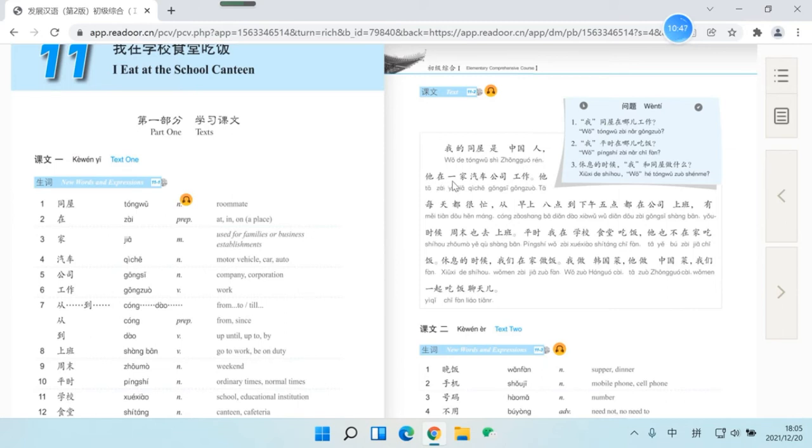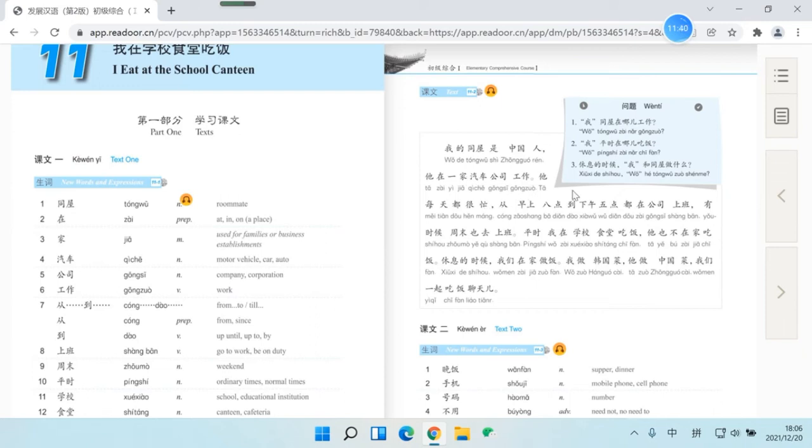Okay, here. 他在一家汽车公司工作。So here, he at a car, or we say a motor vehicle company work. So this is a literal translation according to the Chinese word order, right? So in English, we say he works at a car, or we say a motor vehicle company, right? So that's the more native English way to say it. He works at a motor vehicle company. But in Chinese, we say 他在一家汽车公司工作。So we put at a motor vehicle company before the word work, right?